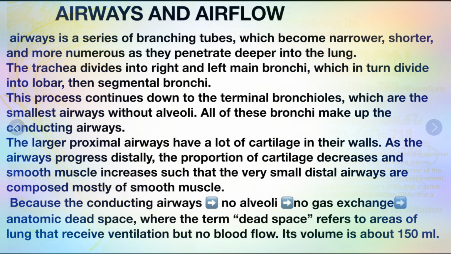So yeah, airway and airflow. Airways are a series of branching tubes which become narrower, shorter, and more numerous as they penetrate deeper into the lungs. So as they divide, they become narrower, shorter, and more numerous as they penetrate deeper into the lungs. The trachea divides into right and left main bronchi, which in turn divide into lobar and finally into segmental bronchi. We know every lung has 10 segments. So finally it divides into segmental bronchi. This process continues down to the terminal bronchi.